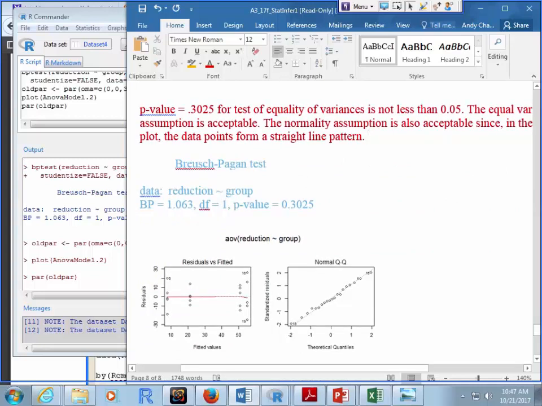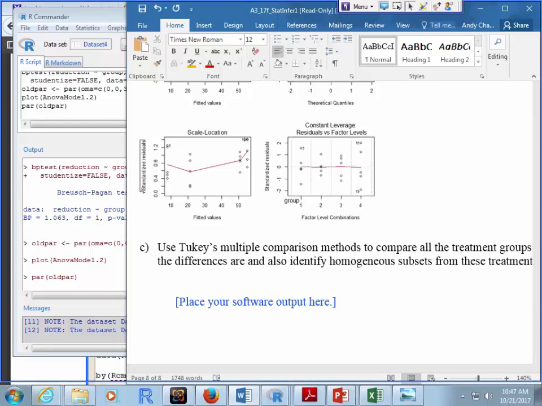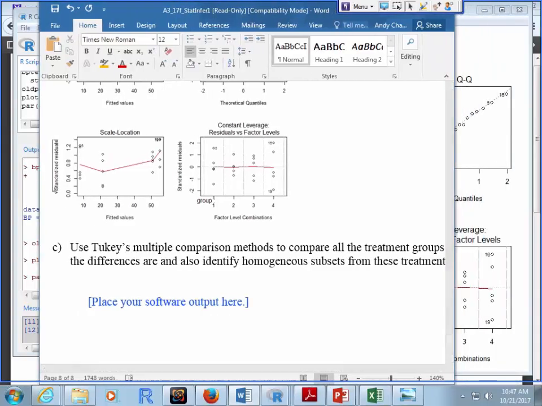Okay. Straight line pattern means all the dots follow a straight line pattern. If you have one dot down here, that's not a straight line pattern anymore. One or two dots out of that straight line, that's not good. That means you have an extreme value, which is not good. Cool.